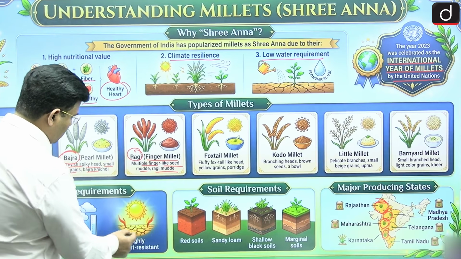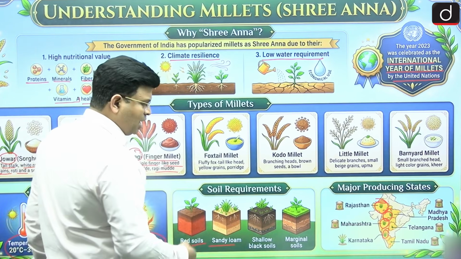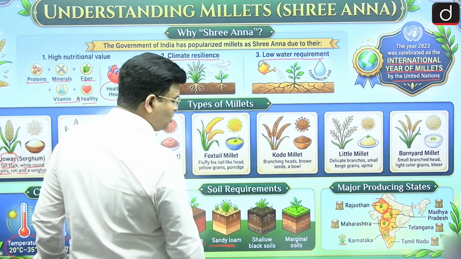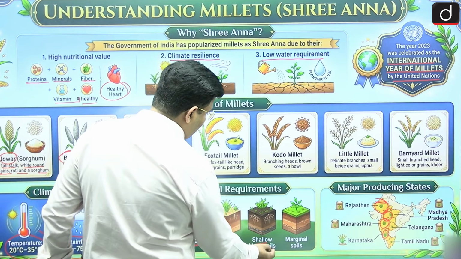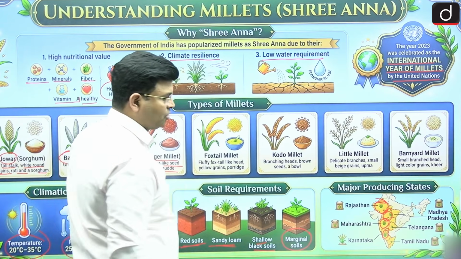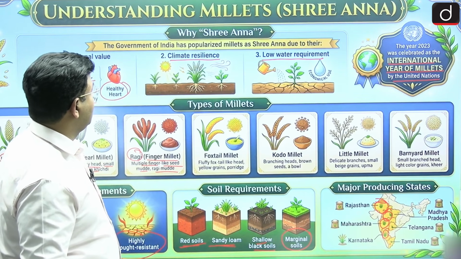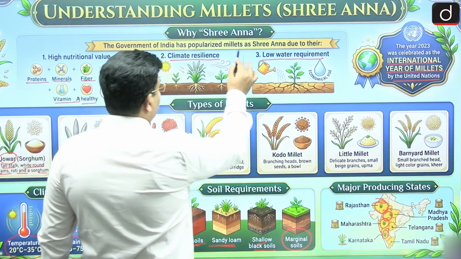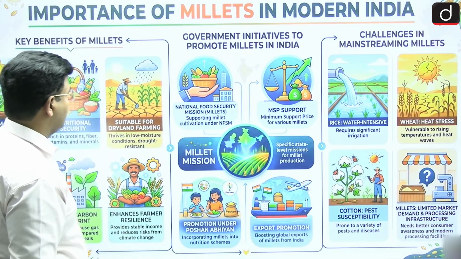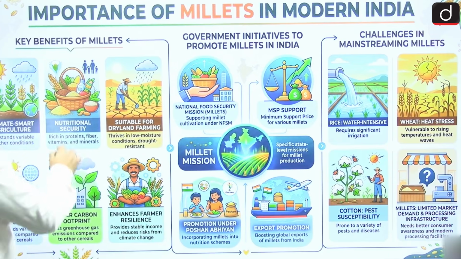Bajra, jowar, ragi are highly drought resistant. They can be grown in red soils, sandy, loamy, or any kind of low quality soil. They can also grow in shallow black soil, where the black soil is very thin, and any kind of low quality marginal soil. We can grow this Shree Anna, especially millet, and the government of India has popularized millet as Shree Anna due to this kind of importance. Here is the importance of millets in modern India.